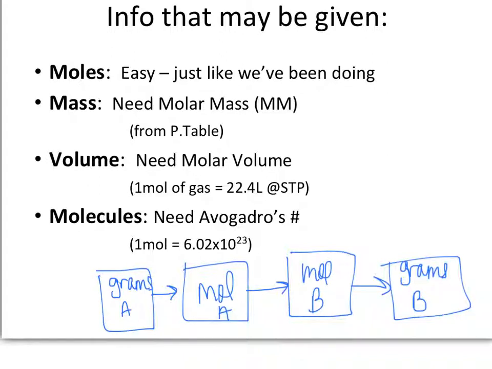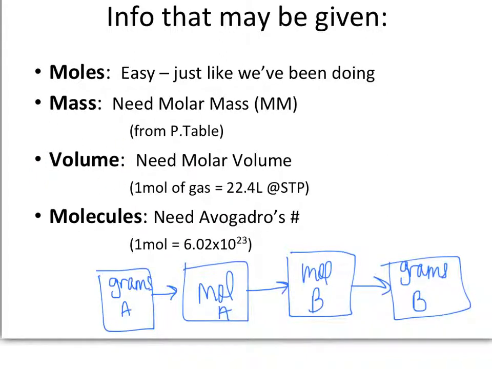There are going to be new problems that are going to involve mass. For instance, this one I gave here, where we start with mass, which is grams, and we want to end with mass, which is also grams. In order to do that, we're going to have to use the molar mass from the periodic table. Then there will be other problems where we're going to have volume involved.